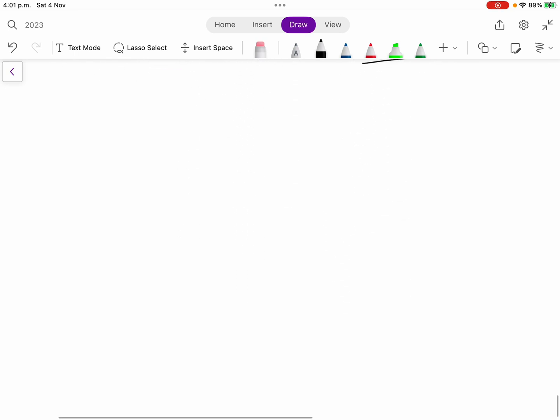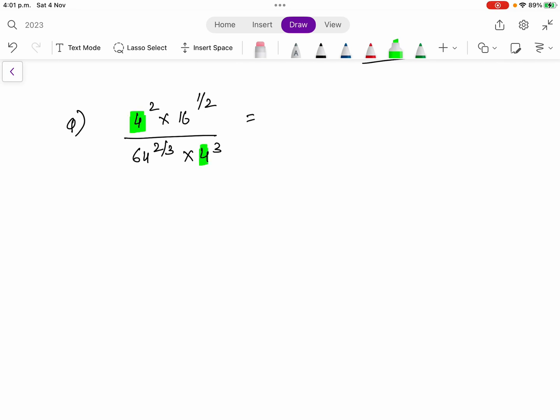Now we have to simplify small indices. 4 square times 16 to the power of 1 over 2 divided by 64 to the power of 2 over 3 times 4 cube. Okay, so when you see this question, you need to understand that the base is 4, because 16 and 64 are powers of 4. So what you will do is write everything in terms of 4. So 16 to the power of 1 over 2 can be written as square root of 16, divided by 64 to the power of 2 over 3, which can be written as cube root of 64 squared, times 4 to the power of 3.